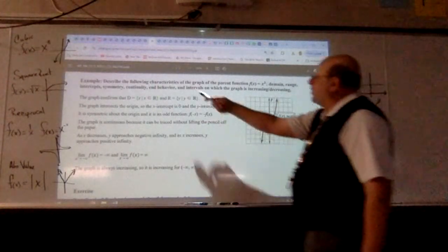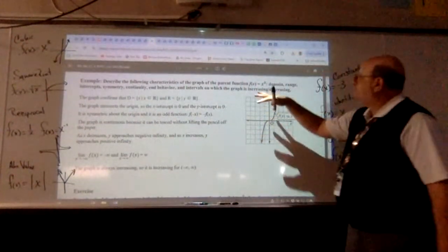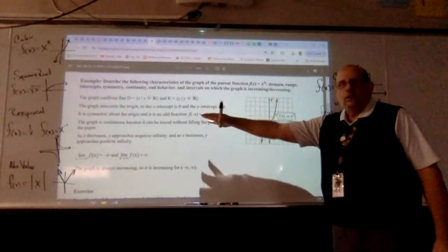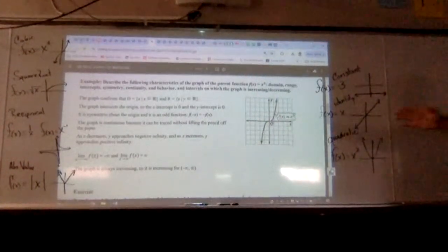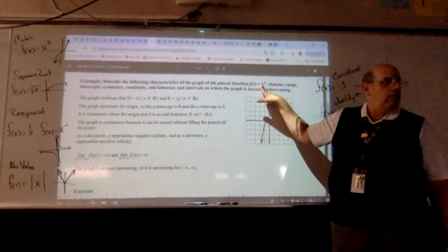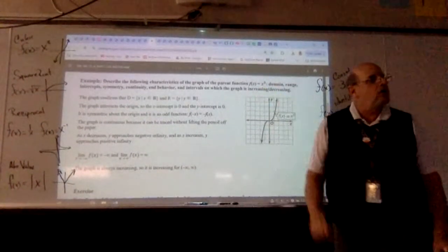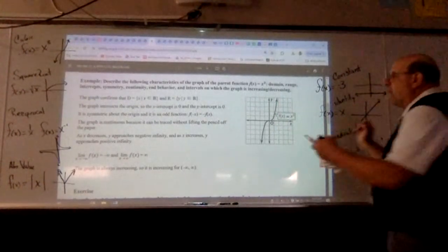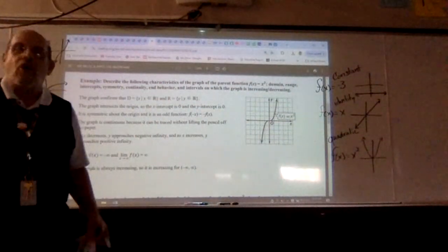All right, so we're gonna look at the characteristics of this parent function, f of x equals x cubed. We're gonna look at the domain. The x is involved, right? If I put in 1,000, will I get something out? Can I cube 1,000 and get a real number? Yeah. Can I cube negative 1,000 and get out a real number? Yeah, I can. So my domain is everything, right? All real numbers.